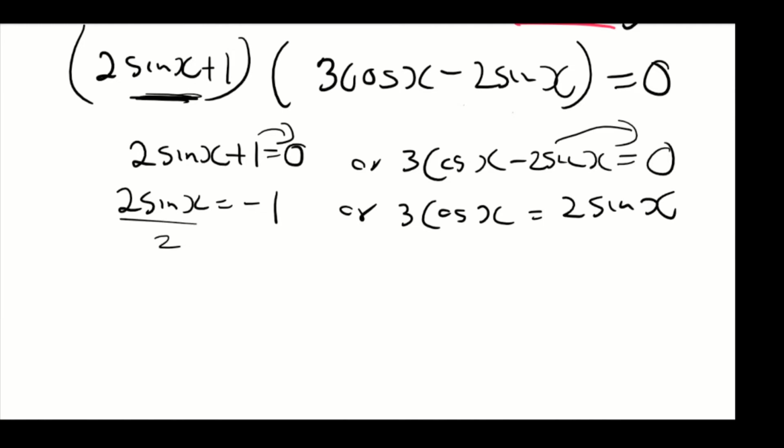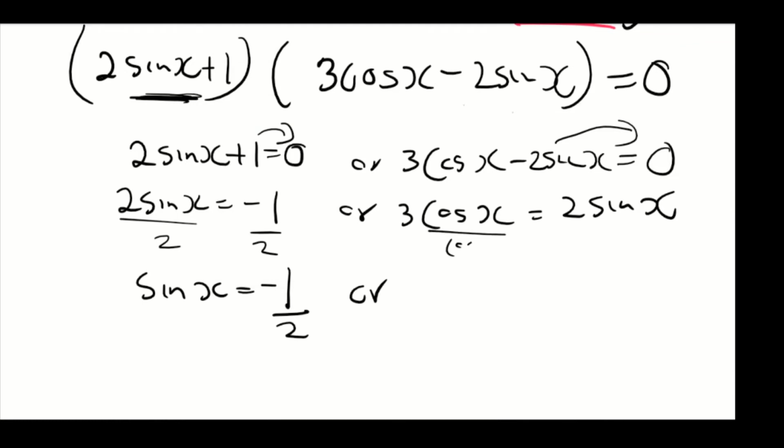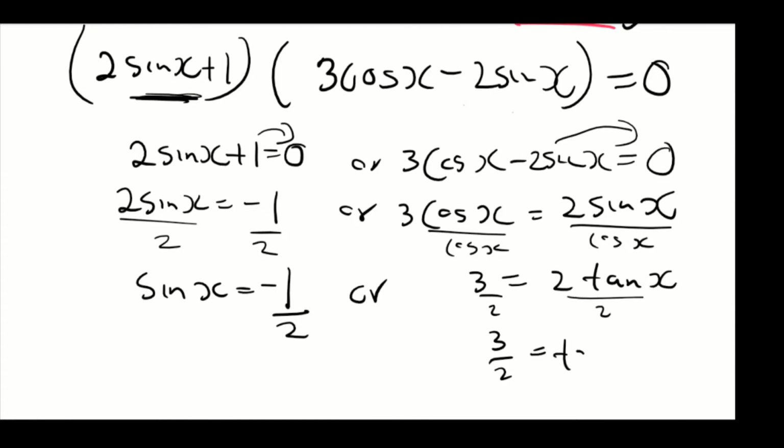And then here we divide by 2 both sides, so you have sine of x equals to minus 1 over 2, or here we're just going to divide by cos, right? Divide by cos of x, will remain with 3 equals to 2 tan of x, because sine of x over cos of x is tan of x. And then remember, we want to solve for x, so we divide by 2, so we have 3 over 2 is equals to tan of x.